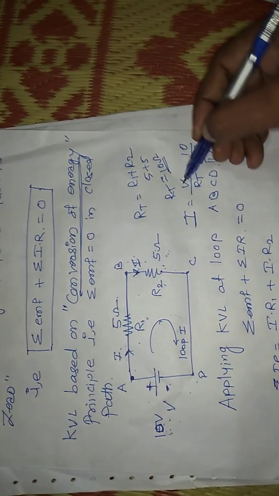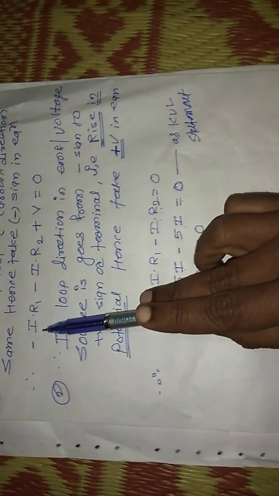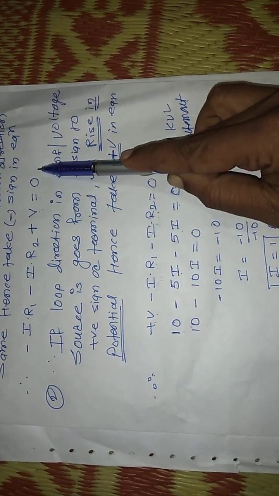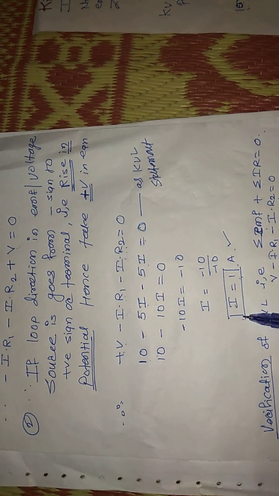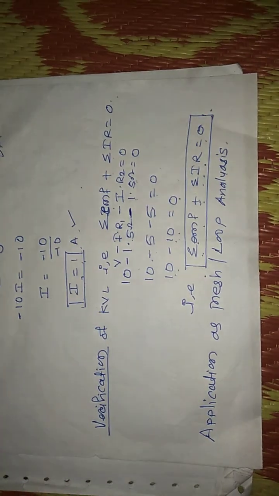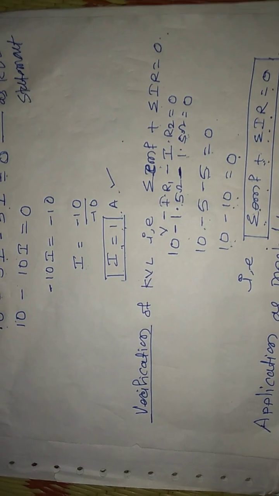But this is the simple method. By using Ohm's law we can find the total current flowing in the circuit. But by using KVL, that is summation of IR plus summation of EMF is equal to 0, by solving this Kirchhoff voltage law equation, we can find the loop current, and the loop current is the same as per applying Ohm's law. So lastly we can verify that the summation of EMF plus summation of IR is equal to 0, if the total voltage drop and the total EMF are equal.